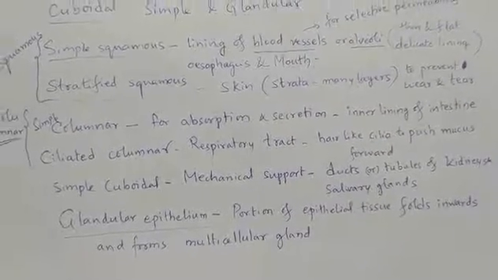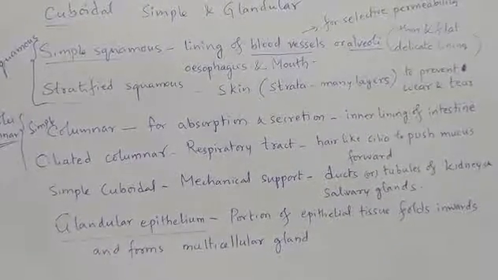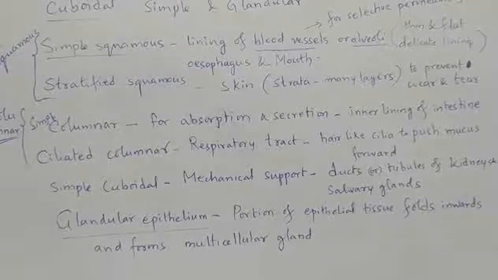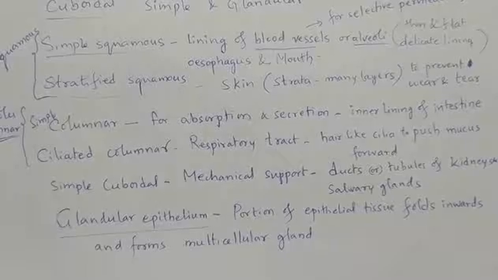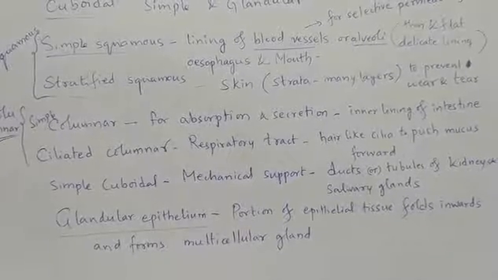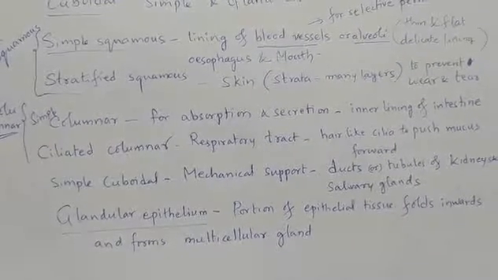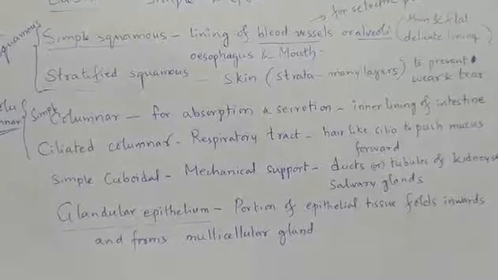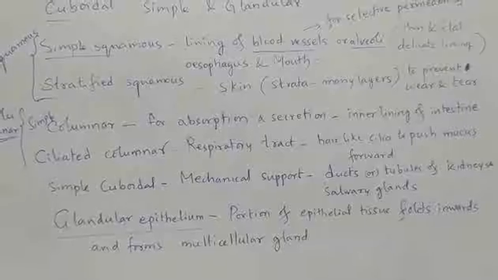Glandular epithelium. A portion of epithelial tissue in certain endocrine glands folds inwards and forms multicellular glands that release their respective secretions.